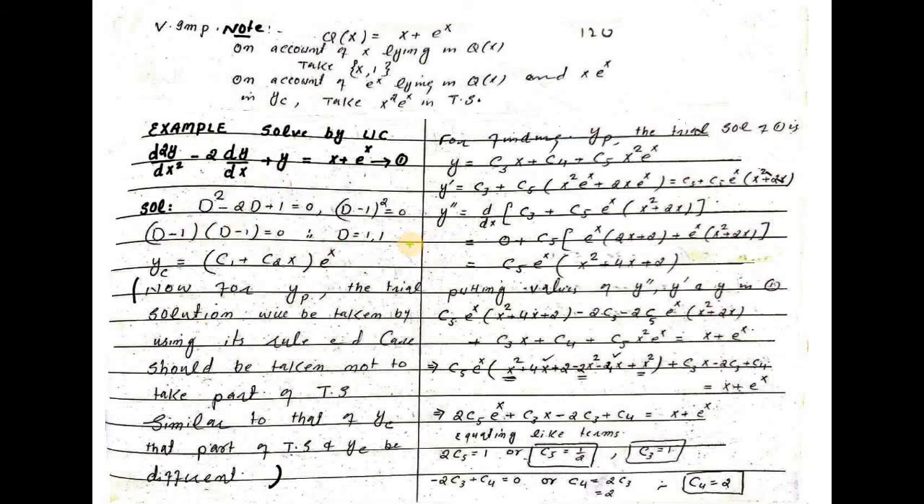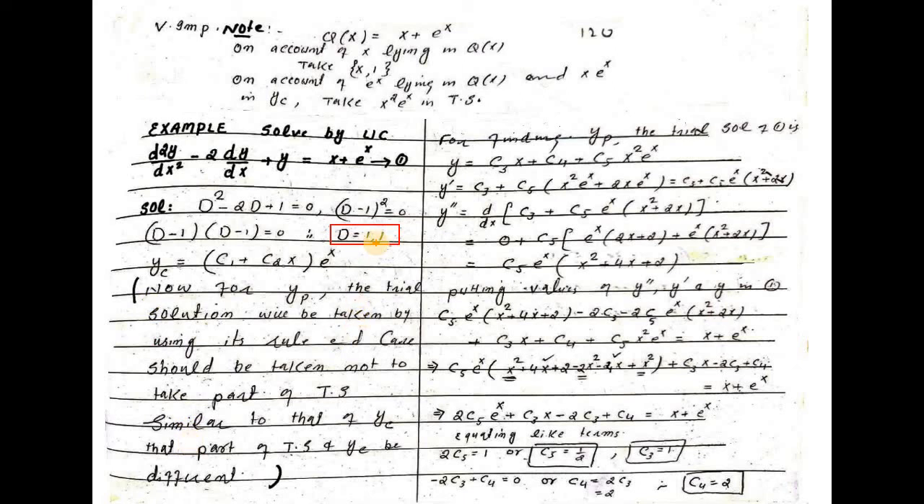1 is the double root, so this is the complementary function. Now for yp, what will be our trial solution? The trial solution will be taken by using its rule, and care should be taken not to take part of the trial solution similar to that of yc. That part of the trial solution and yc must be different. I have enclosed these sentences in brackets. Do not use these while solving the question.